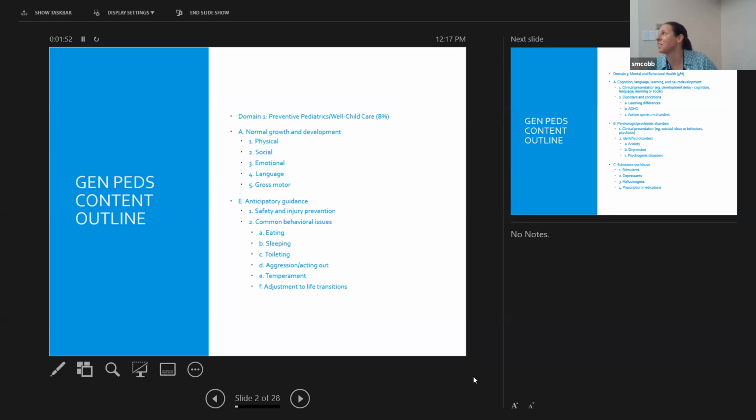So just to start out with, for developmental peds, we actually don't get any of our own content outlines. So we're not a section. Awesome, right? So instead, what we do is kind of scattered amongst all the other specialties. So it makes it a little bit harder for y'all to study for our portion. But that's just because it's kind of integrated into a whole bunch of places.